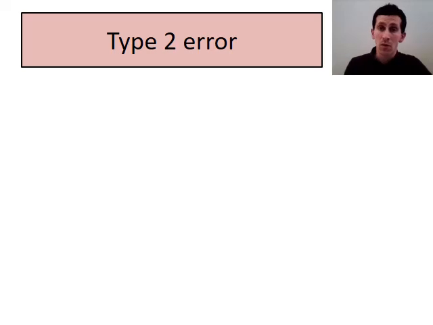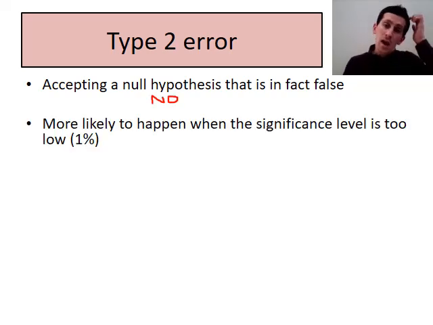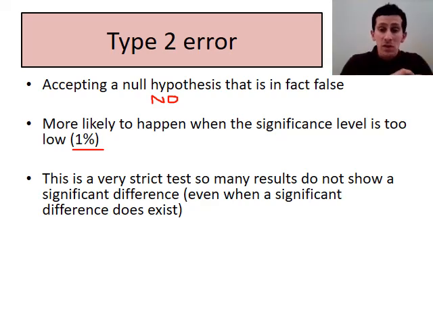A type 2 error, on the other hand, is when we accept the null hypothesis that is in fact false. So remember, the null hypothesis says there will be no relationship. And type 2 errors occur when the significance level is too low. So when we use that p equals 0.01, we're using that really strict test. And this is a really strict test, so a lot of results that go through it don't actually show a significant difference, even when one does exist.